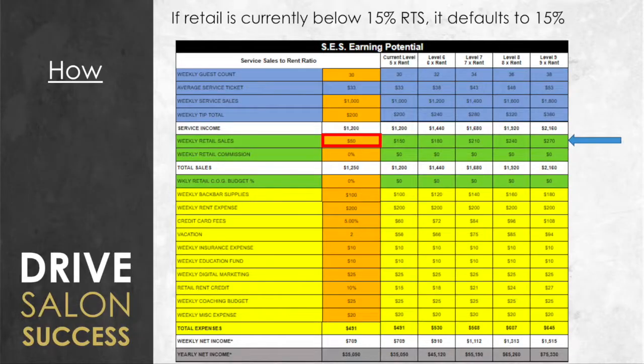You got it. Next thing I want to point out is something that might look a little strange to you. In our example, you can see that the weekly retail sales we entered were $50. But then when we look over at the current level column, that's jumped to $150. That's because the spreadsheet is set with a default that if the stylist is currently selling less than 15% of their business in retail, we need to really emphasize to them the importance of retail and how it's going to help them deliver more profit. So we want them to immediately start thinking about 15% of their business in retail. And quite honestly, that's an important point to bring out because the way that they're going to make a lot of money, profit, is through retail.